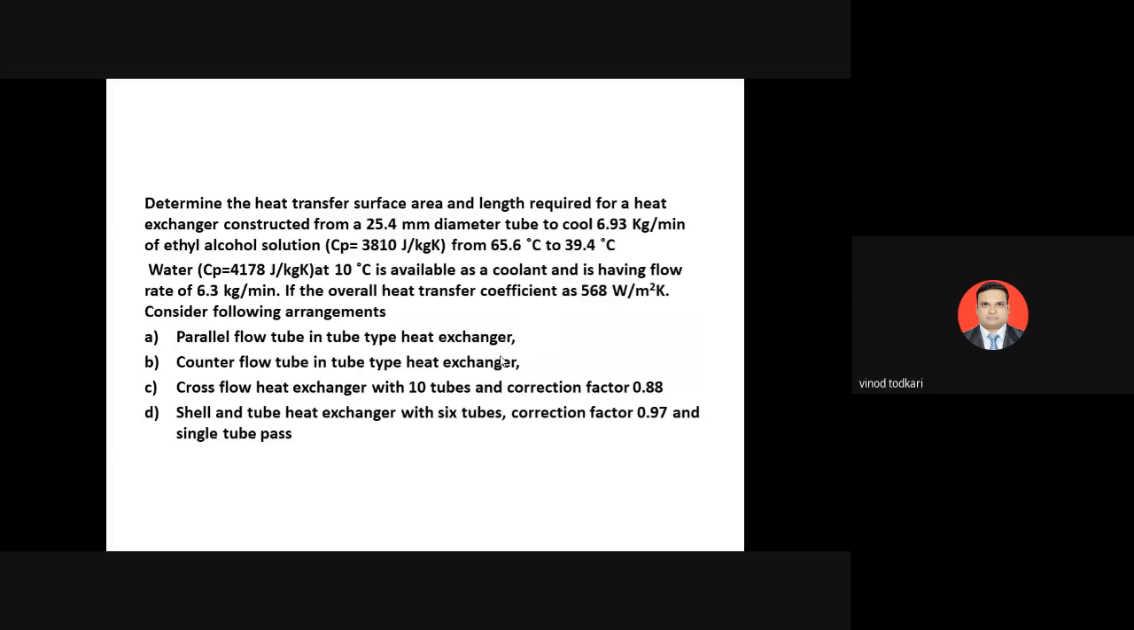Then Cp is given. Now this is hot fluid, so this is nothing but Cph. How much is given? Cp is 3810 joules per kg Kelvin. So the value of Cph is given. Now, it is to be cooled from 65.6 degrees Celsius to 39.4 degrees Celsius. So this is the inlet temperature of hot fluid and this is the outlet temperature of hot fluid. So this is nothing but THI and this is nothing but THO.